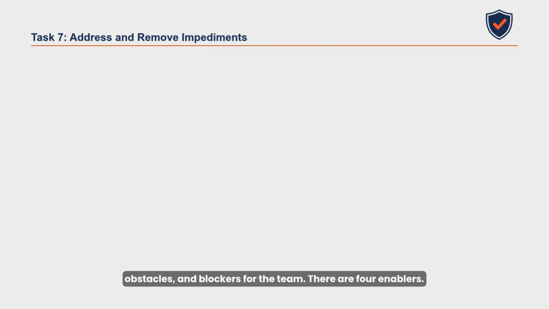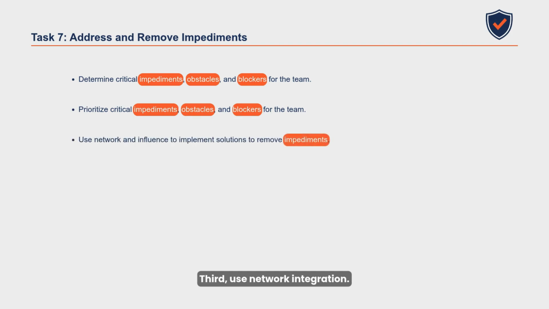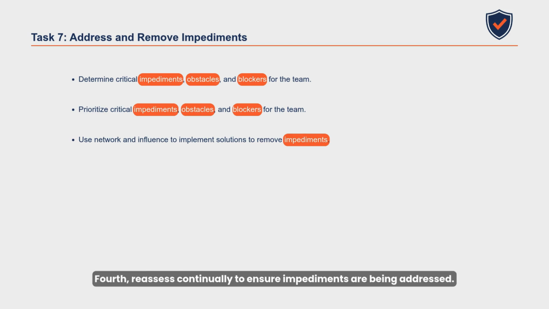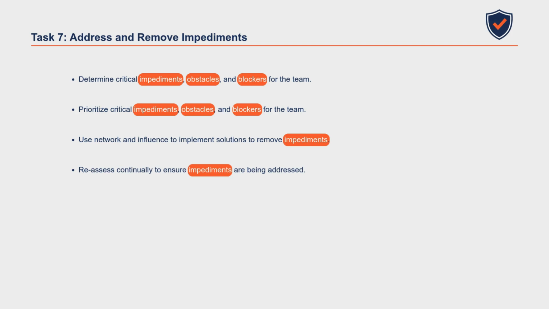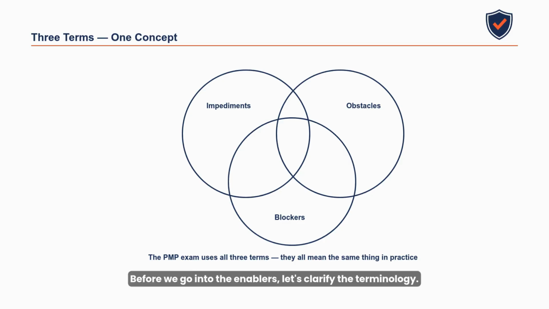There are 4 enablers. First, determine critical impediments, obstacles, and blockers for the team. Second, prioritize critical impediments, obstacles, and blockers for the team. Third, use network and influence to implement solutions to remove impediments. Fourth, reassess continually to ensure impediments are being addressed. Each enabler is a step in a continuous process. Let's go through them. Before we go into the enablers, let's clarify the terminology.